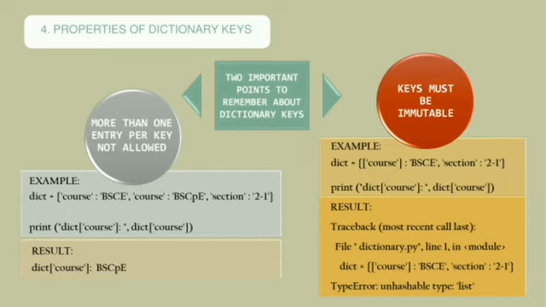Next is the properties of dictionary keys. Dictionary values have no restrictions. They can be any arbitrary Python object, either standard objects or user-defined objects. However, the same is not true for the keys. There are two important points to remember about dictionary keys. A. More than one entry per key is not allowed, which means no duplicate key is allowed. For example, when duplicate keys are encountered during assignment, the last assignment wins. When the above code is executed, it produces the following result.